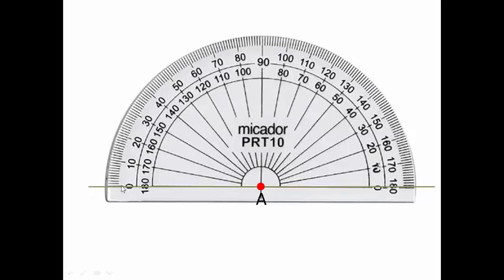One thing you see here is that 0 at this side of the protractor is on the line, and 180 is also on the line here. Here you have 0, 180, and here you have 0, 180 as well. So at both sides, 0 and 180 must be along the line. And the point, this midpoint, has to be on this point A, where you want to measure the angle. You can see that we have placed it.